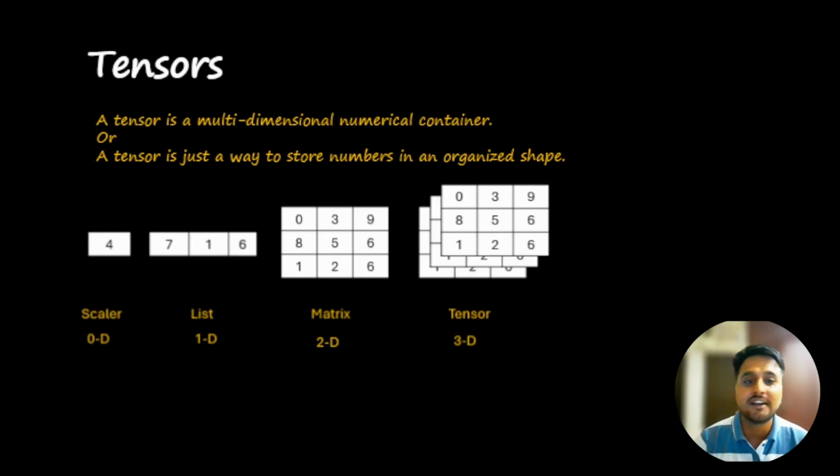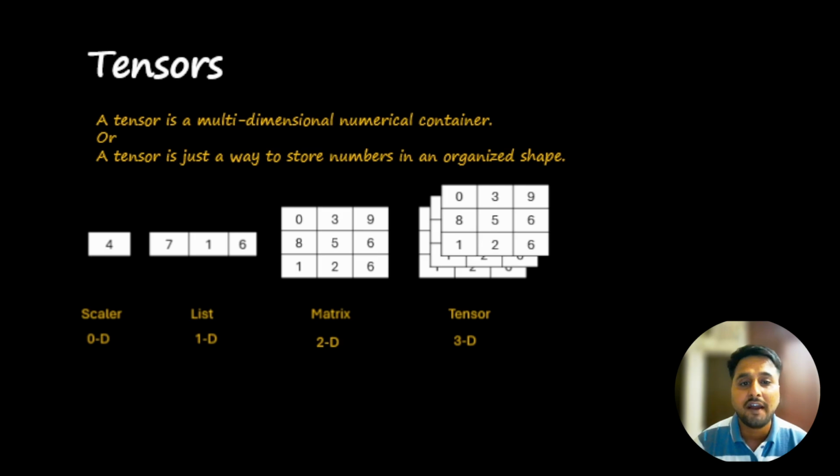So a single number is a scalar, that is a 0D tensor. A list of numbers is a 1D tensor, like a vector. A table of numbers, rows and columns, is a 2D tensor, also called a matrix. Anything with 3 or more dimensions is simply called a tensor. So as dimensions grow, we keep the name tensor.